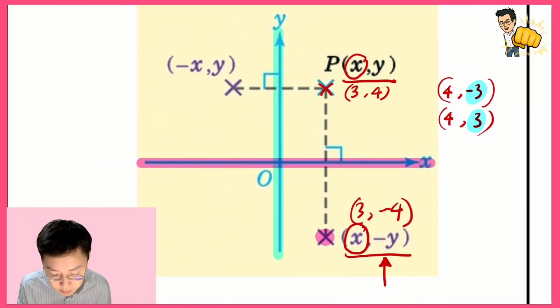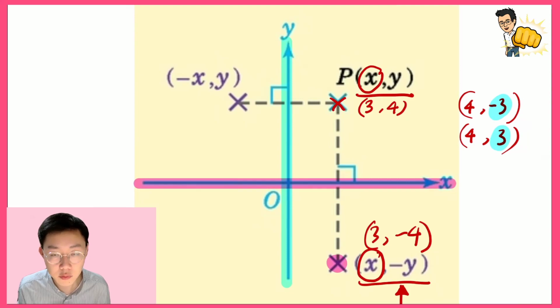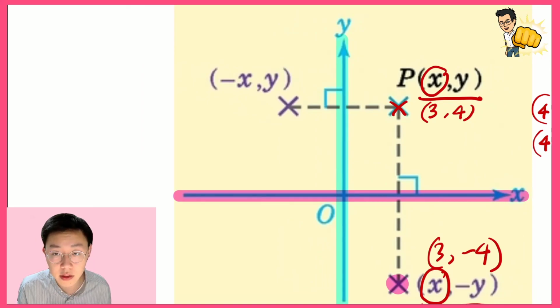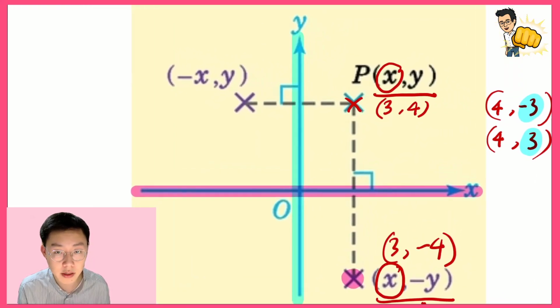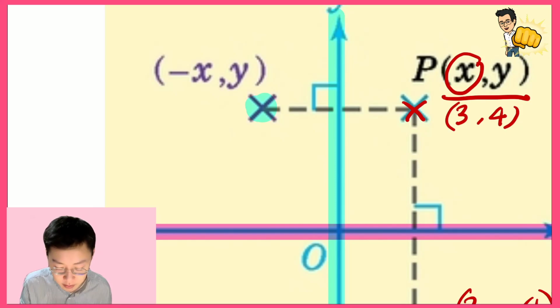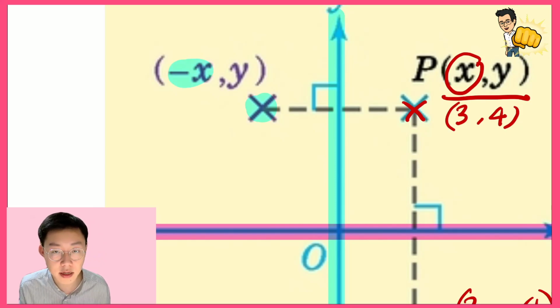Now we move to the reflection along the y-axis. In this case we also consider the y-axis as a mirror. On the other side of the y-axis, here we can see the reflection of point P along the y-axis, and this time the x coordinate will be changed.